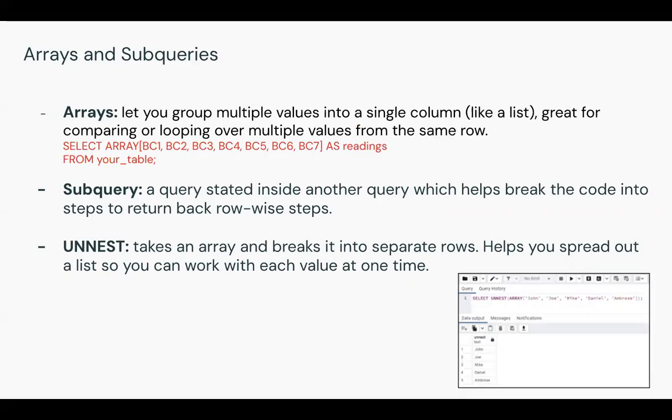So basically an array, like I wanted to go over, lets you group multiple values into a single column, like a list of things. In this image below, there is a list of different names given, and we're using unnest, which takes an array and breaks it into separate rows for us and helps us spread out the list if things are all together. So right here, I'm doing select array and I list all of them out as readings from the table. And a subquery is basically a query stated inside another query, which helps break the code into steps to return back row-wise if we want to reverse it.